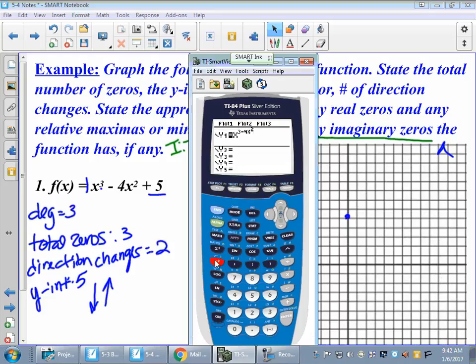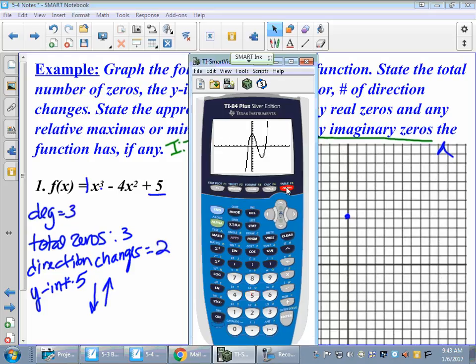Oops, I forgot to hit arrow over. All right, let's try that again. So I'm going to type x cubed. I have to hit arrow to go back down to put my minus 4x squared, arrow over so that I can put +5. So make sure that the equation's in there correct. I'm going to hit graph to see it and just kind of verify my stuff.